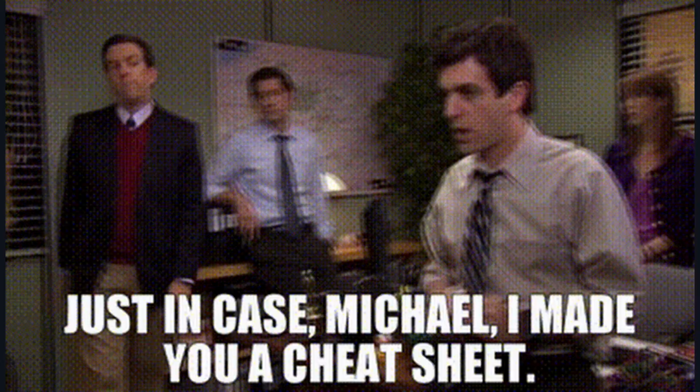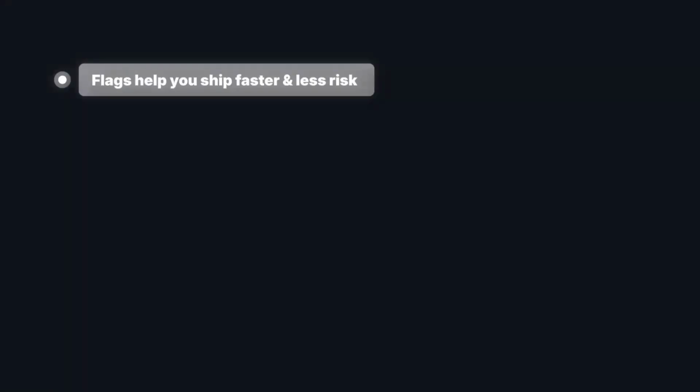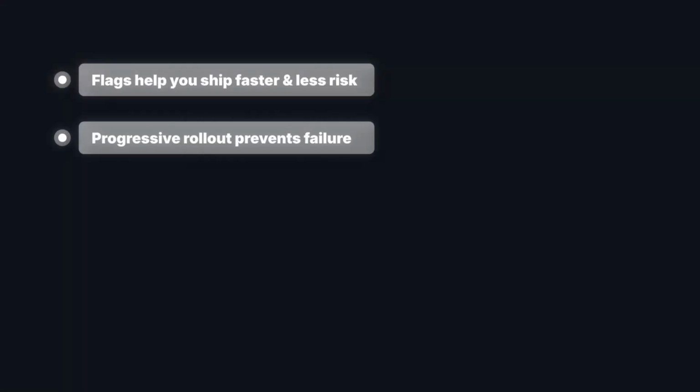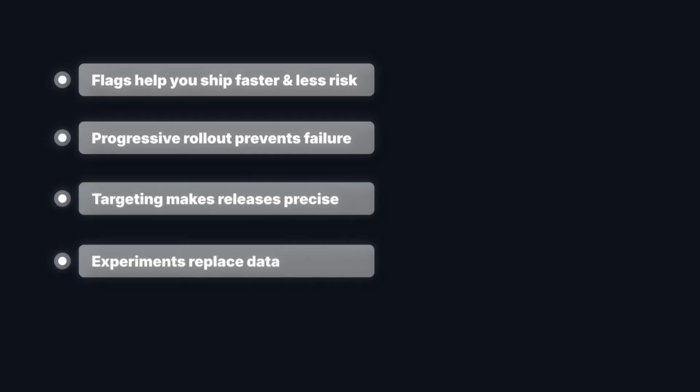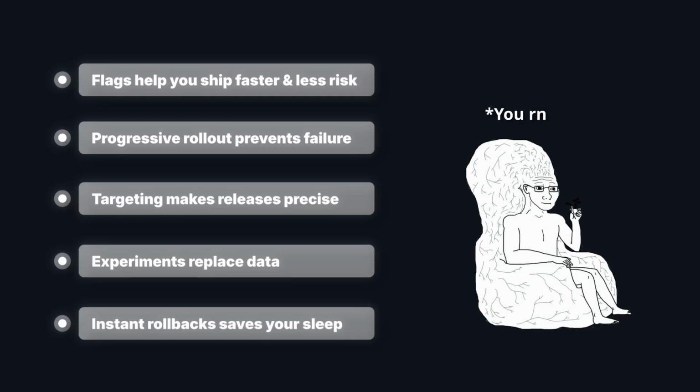Let's recap the cheat sheet. So, feature flags help you ship faster with less risk, progressive rollout prevents big bang failures, targeting makes releases precise and personal, experiments replace opinions with data, and instant rollback keeps your weekends free.